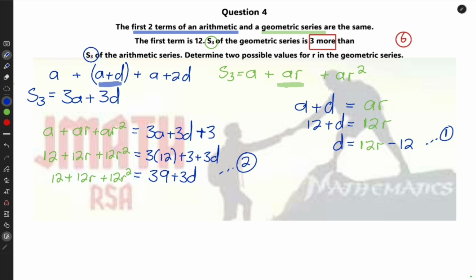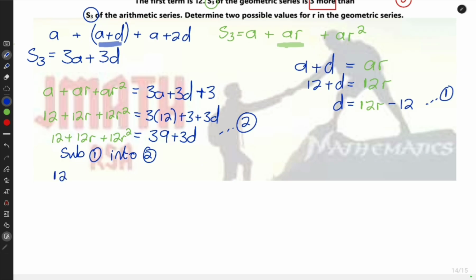Okay, so now I can sub in that D value and then I have an equation with only R values. Okay, I hope you guys are still with me. I know this is an extremely tricky question. So let's go. I'm just going to stick to one color now just to make it easier to work with. So I need to tell them what I'm doing. So sub 1 into 2. Otherwise, they're not going to know where things changed all of a sudden. Okay, so let's rewrite this. So 12 plus 12R plus 12R squared is equal to 39 plus 3. And I'm replacing D with 12R minus 12.